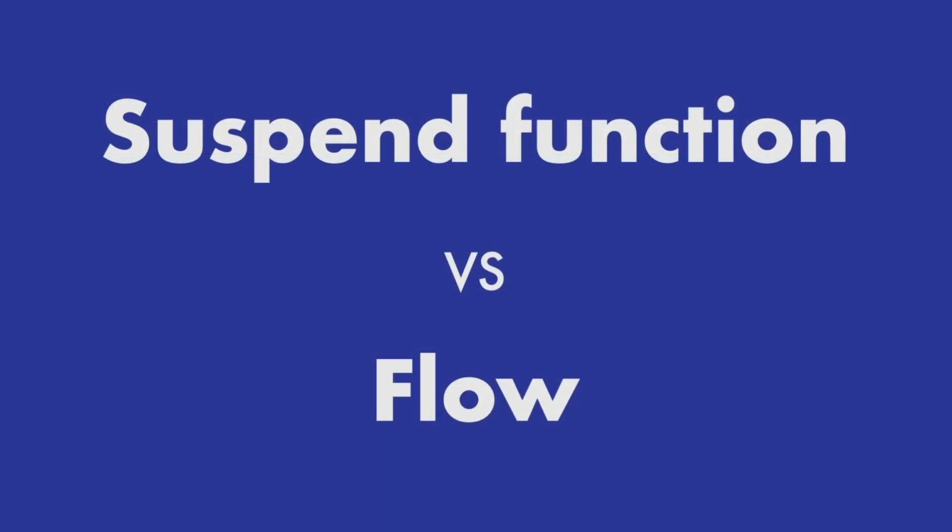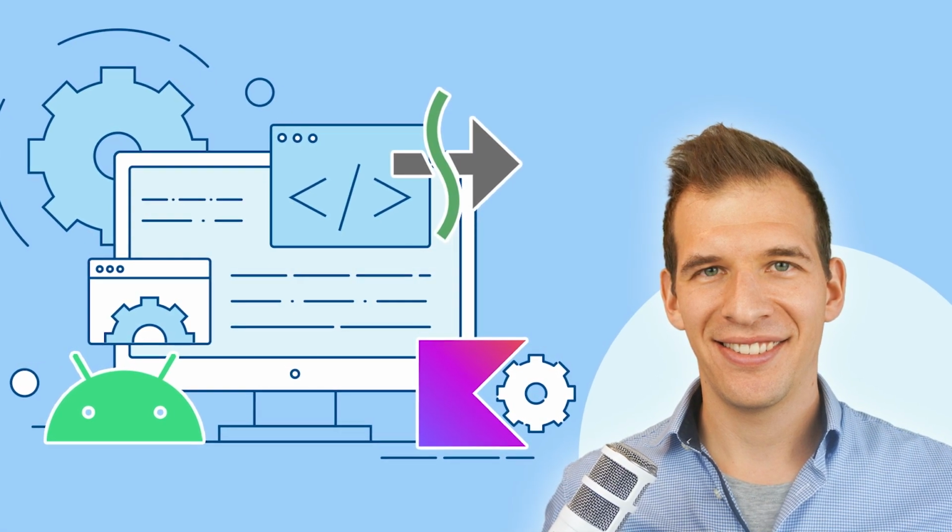Now, the last thing that I want to talk about in this lecture is the difference between a suspend function and a function that returns a flow. In suspend functions, we can perform asynchronous operations and then return a single value. In regular functions that return a flow, the flow itself can also perform asynchronous operations. However, instead of returning only a single value, a flow can return, or in flow terminology, emit, multiple values.